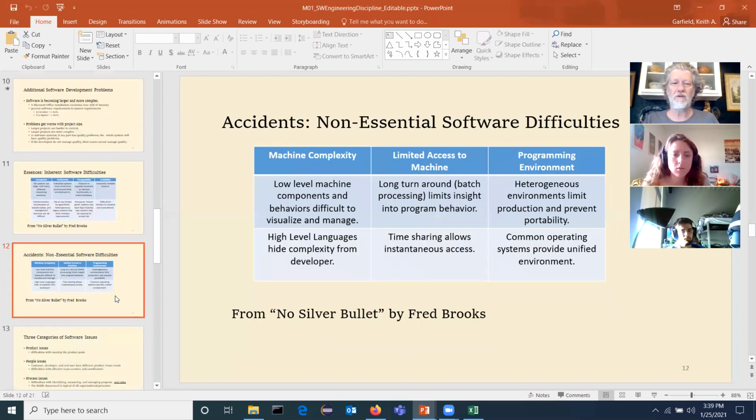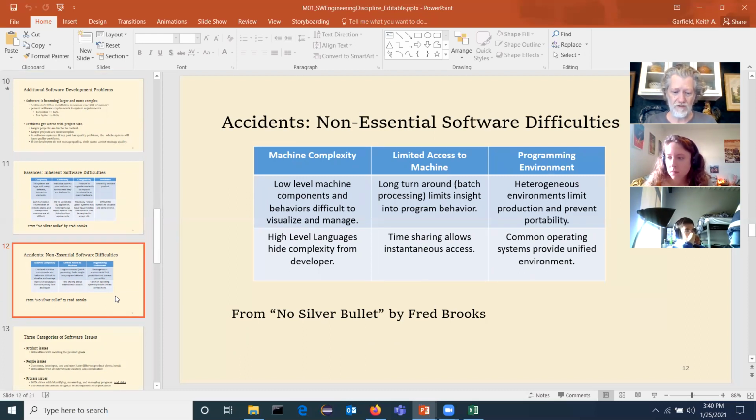Non-essential software, they're still difficult. Machine complexity, low-level machine components can act weird. Limited access to the machine. Now, this says here, this is how old this is. Long turnaround, batch processing. How many of you guys have done batch processing? I don't see that anymore. Computers used to be a lot slower. So what you would do is you submit a job and it was called a batch job.